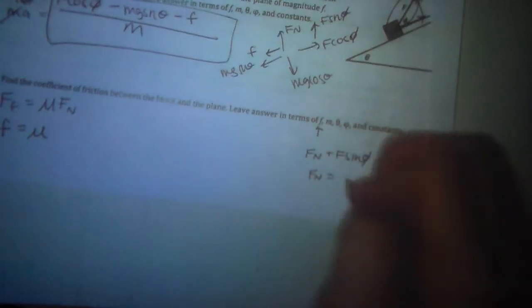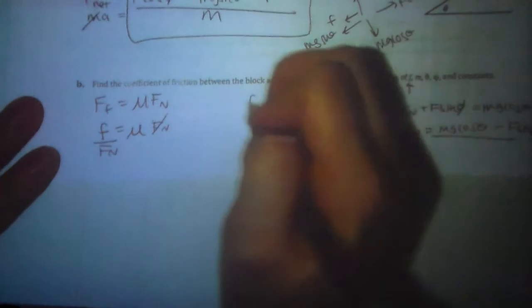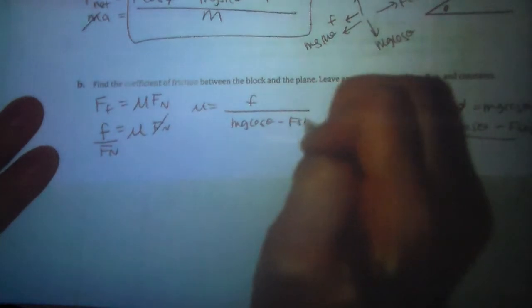Find the coefficient of friction. Leave it in terms of these. I know the force of friction, so if f equals mu Fn, then little f equals mu times the normal force. For the normal force, let's make a note: Fn plus F sine equals mg cosine. So subtract over: mg cosine minus F sine is my normal force. To get the coefficient by itself, I divide over Fn and substitute. Mu is f over the normal force, which is mg cosine minus F sine.